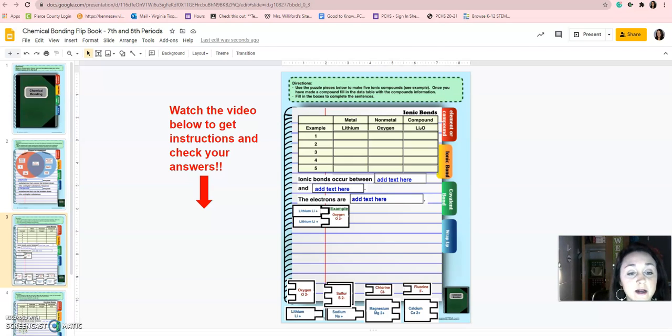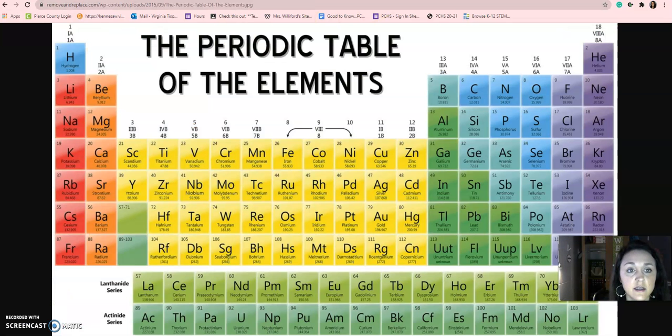Hey guys, you're going to need your periodic table out for this one, so be sure you have your periodic table out. If not, Google one so you can find one that looks kind of like this. So we're going to talk about ionic bonds today.